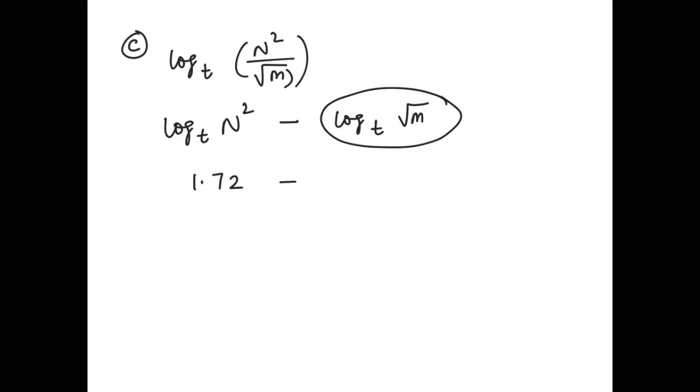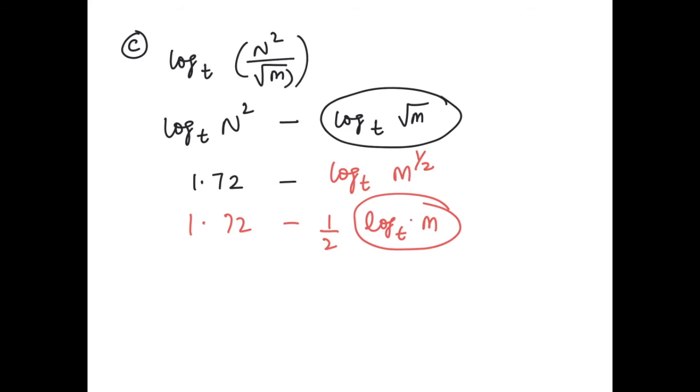Now log T root m, we can say log T m to the power half, and we apply the law again, so it will become half log T m. We know that log T m is given in the question, that's 1.29. So you can replace it, half of 1.29. When you solve it, you will get 0.645, so the answer is 1.075.